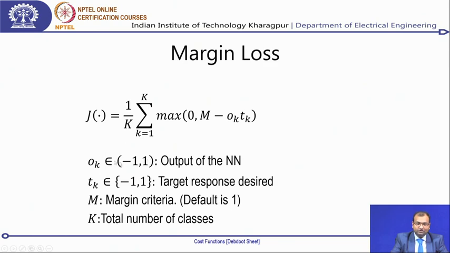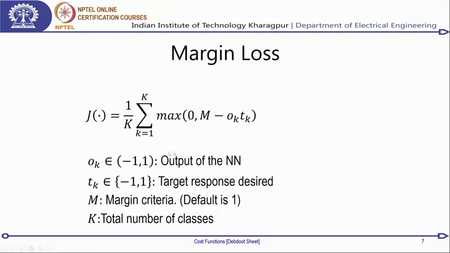Now, typically for using this kind of cost function, a margin loss, the nonlinearity has to be definitely a tan hyperbolic nonlinearity, which can generate in the range of -1 and +1. If you use a sigmoid kind of nonlinearity, that is not going to solve your problem in any way. So, in order to keep it between -1 and +1, you will have to use a tan hyperbolic nonlinearity over here.